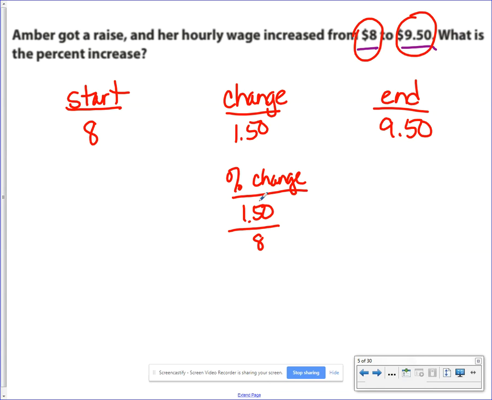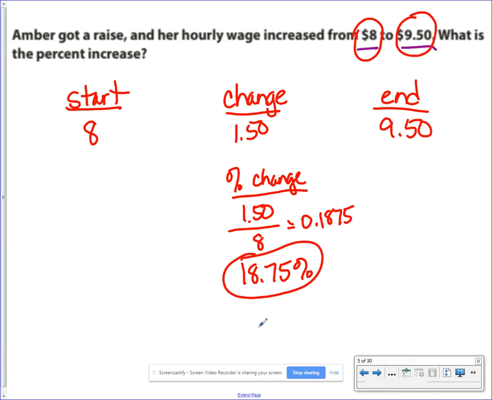And when you take $1.50 divided by 8, you end up with this decimal, 0.1875, 1,875 ten-thousandths. Turn that into a percent, 18 and 75/100%, or 18 3/4%. Okay, now this direction didn't tell us if they wanted us to round it, and since it terminated right there, I'm just going to leave that as is. Boom. There's the percent that it changed from 8 to 9.50.